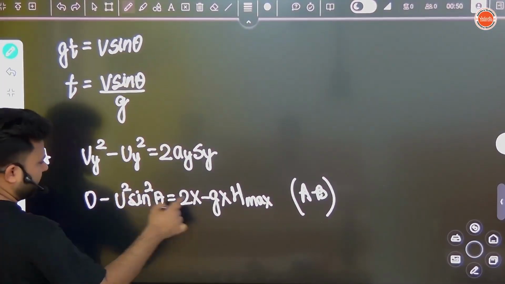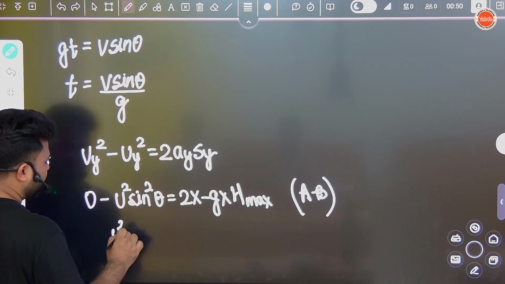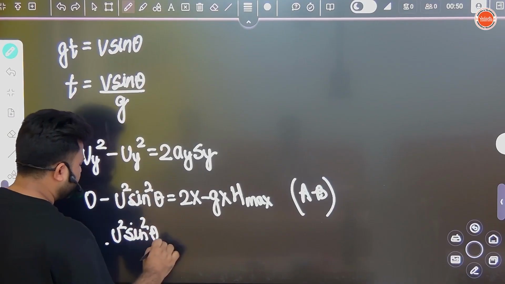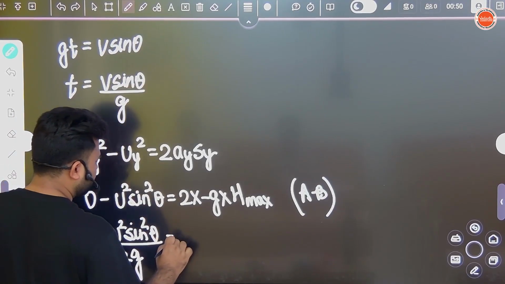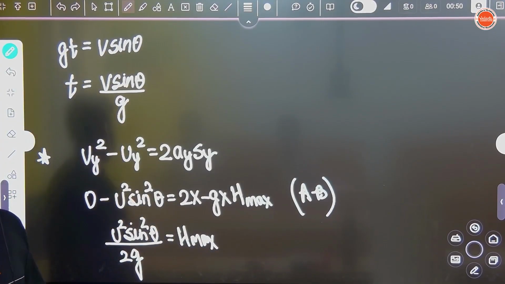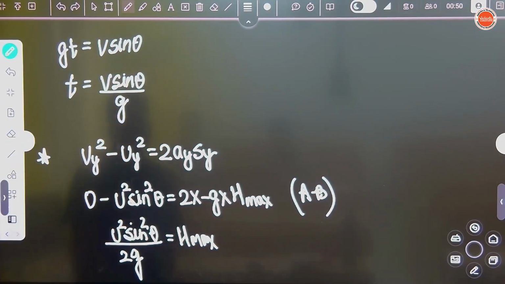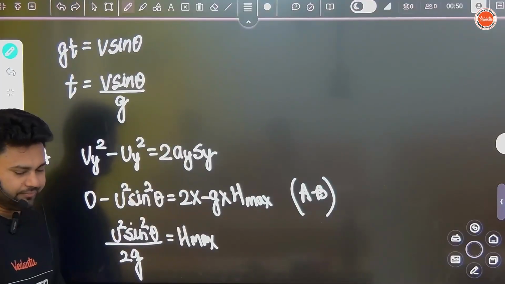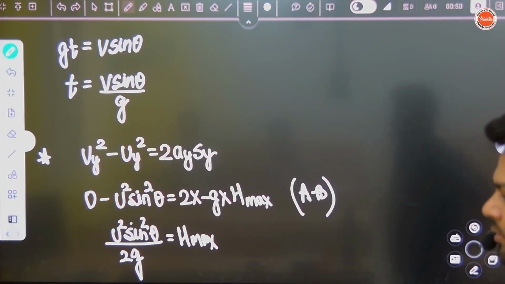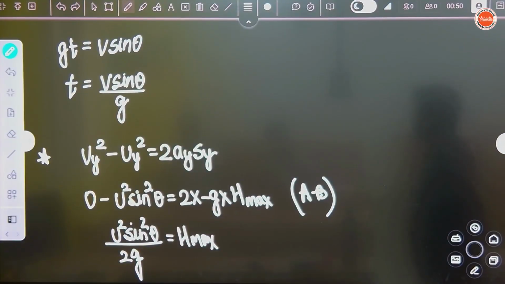If you solve this, minus minus cancel. So u square sin square theta by 2g. This is H max. Correct? So don't worry, I know that if you solve like this, it will take a lot of time. I will give you the important things that they ask from this.